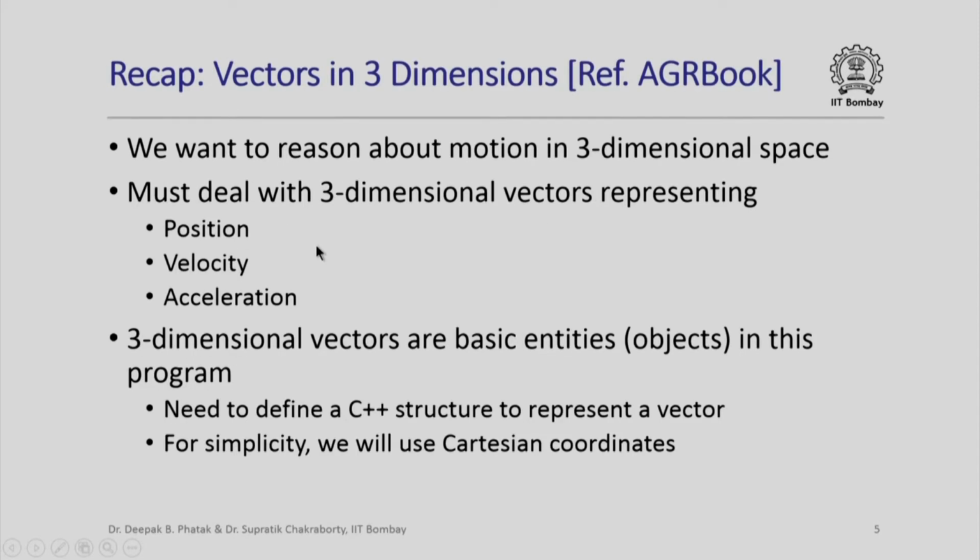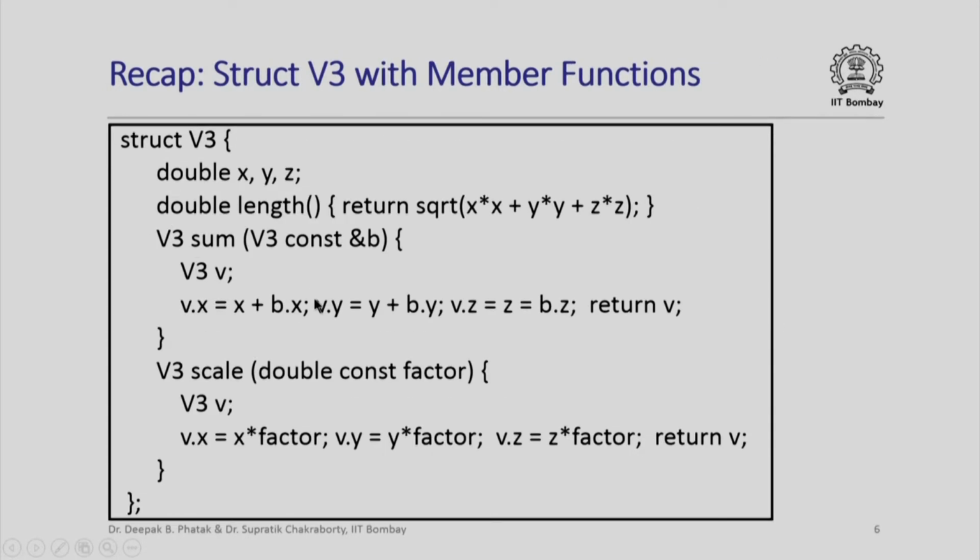Now recall that in the last lecture we talked about an example from AGR book in which we wanted to reason about motion in 3-dimensional space, and so we had to deal with 3-dimensional vectors which could represent position, velocity or acceleration, and therefore 3-dimensional vectors were chosen as the basic entities or objects in our programming endeavor, and therefore we went ahead and defined a C++ structure to represent a vector, and we used Cartesian coordinates for representing a vector. So if you recall from the previous lecture, this is how our 3-dimensional vector V3 structure looked like.